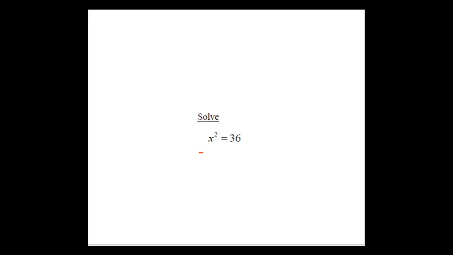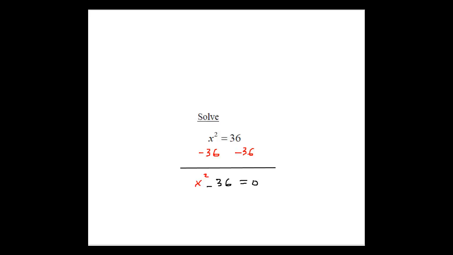Subtract 36 on both sides. Subtract 36. You want everything equal to 0 first, so we get x squared minus 36 is equal to 0. So what do we do next?